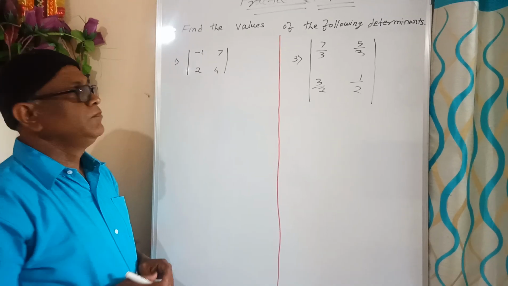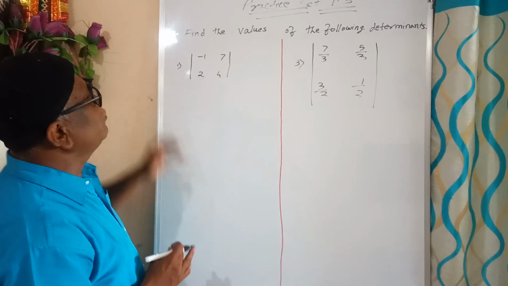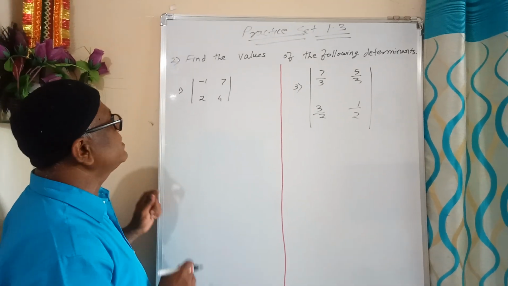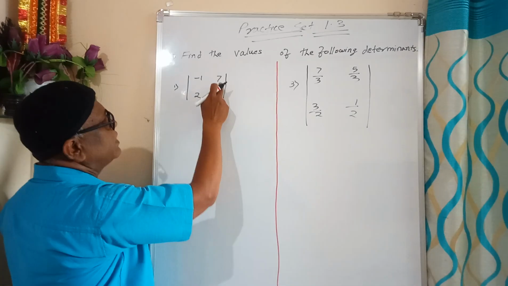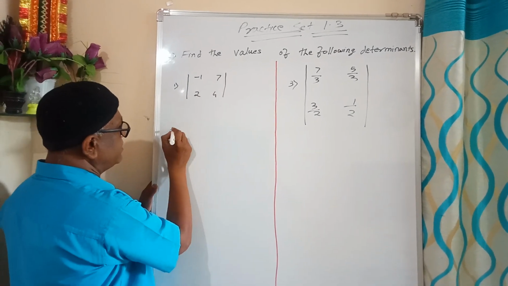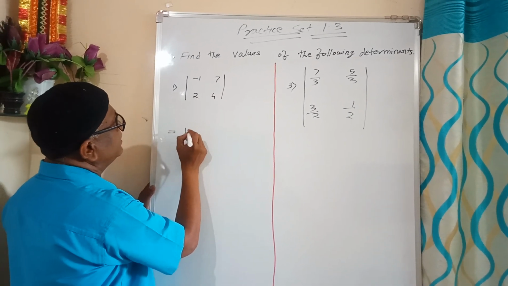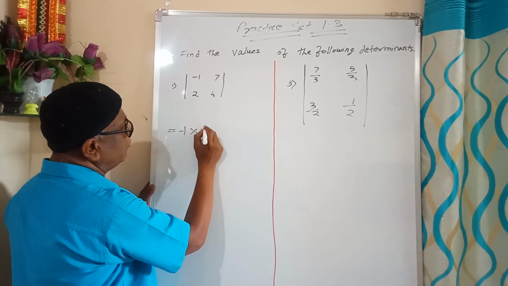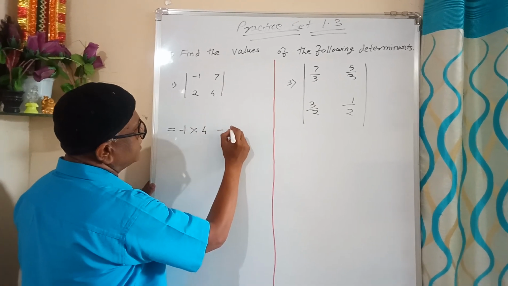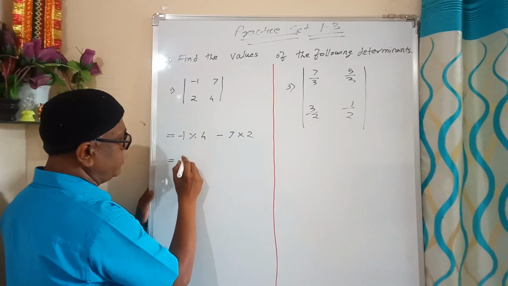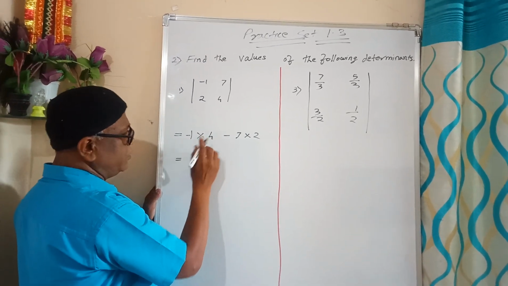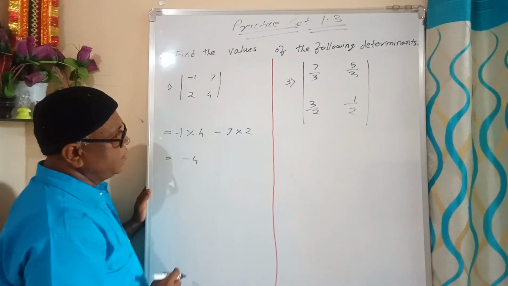Now we are going to see question number 2. Find the value of the following determinants. First one, determinant minus 1, 2, 7, 4. Now we are going to solve this. That is minus 1 into 4 minus 7 into 2, which is equal to minus 1 into 4, that is minus 4.